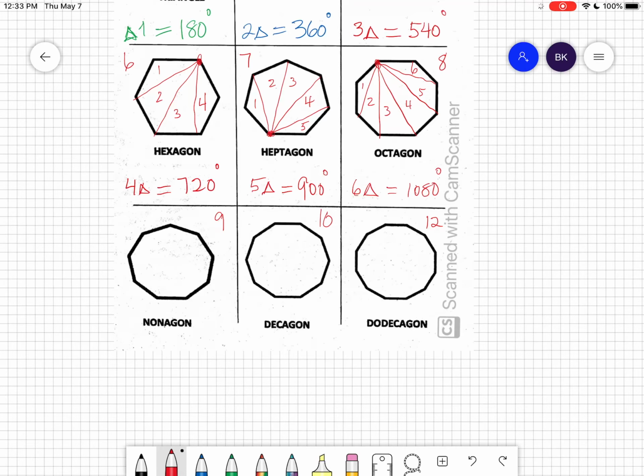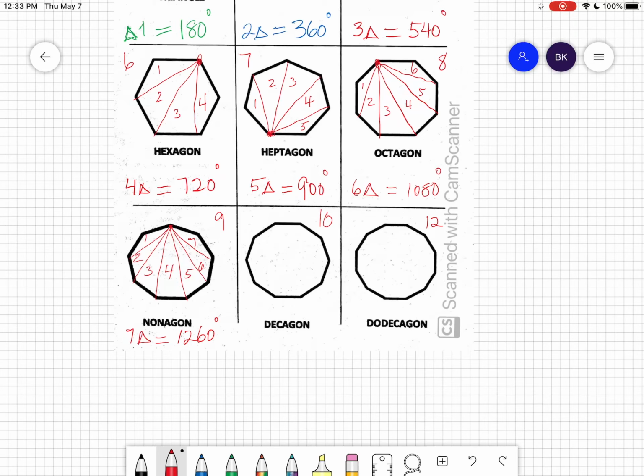Okay, so in the nonagon, again, same thing. We have 1, 2, 3, 4, 5, and 6. We have 6 diagonals. 1, 2, 3, 4, 5, 6, 7 triangles. And in a nonagon, we have 7 triangles, and the degree of 7 triangles is 1260 degrees.